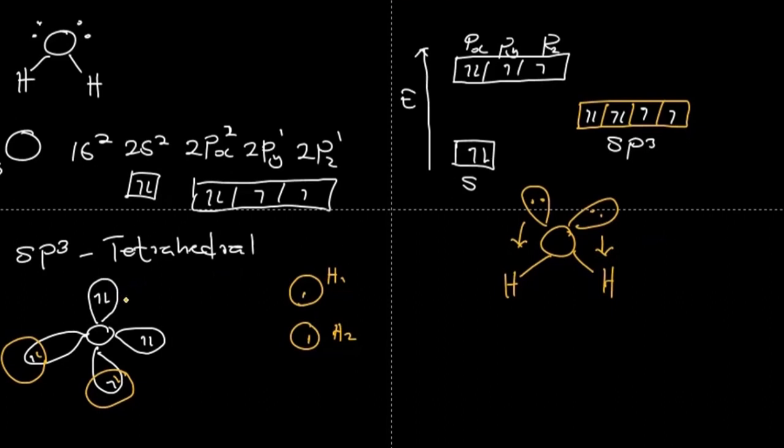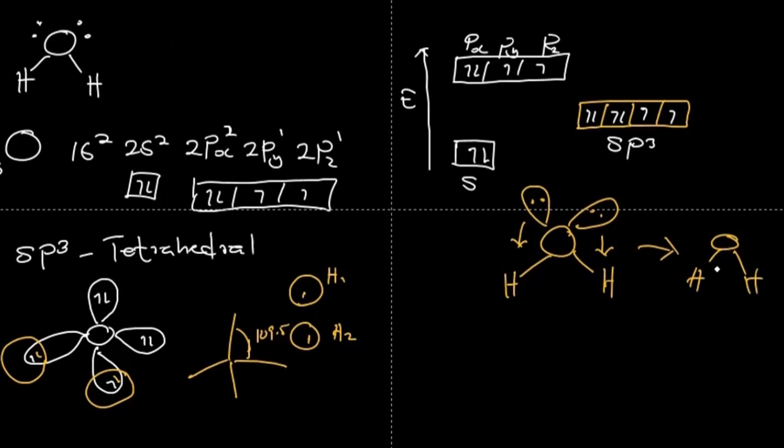Now we know that a regular tetrahedral geometry will have a bond angle of 109.5. So for a tetrahedral geometry, we have a bond angle of 109.5. But in the case of water, because these electrons are repelling this bonded pair, it is going to give us a kind of V shape, as you can see here. So water will have hydrogen, hydrogen. Instead of a regular tetrahedral geometry, it is given as a V shape.